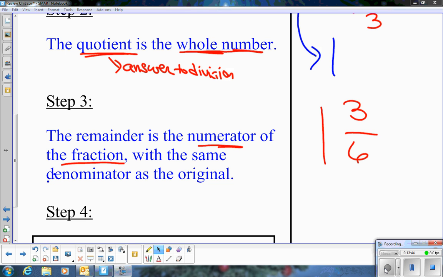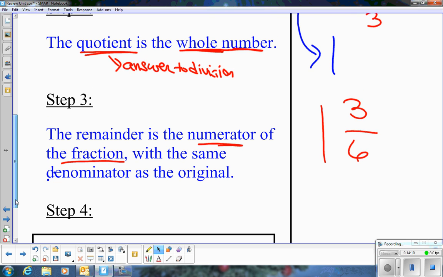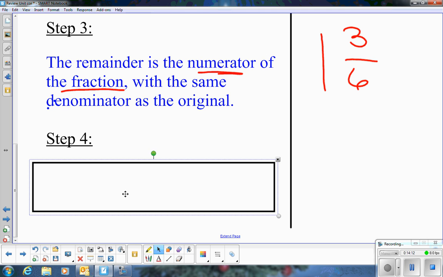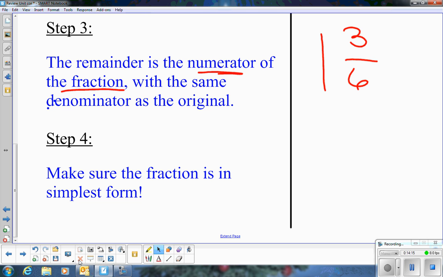Now, if you look at that fraction, I bet you can figure out what step 4 is, because what is wrong with that fraction, Nariah? It needs to be simplified. Do we leave it as 3/6? No, because there's something that you can divide 3 and 6 by, which is what, Nick? 3. So that becomes 1 and 1/2. So the last step is be sure that the fraction is in simplest form.